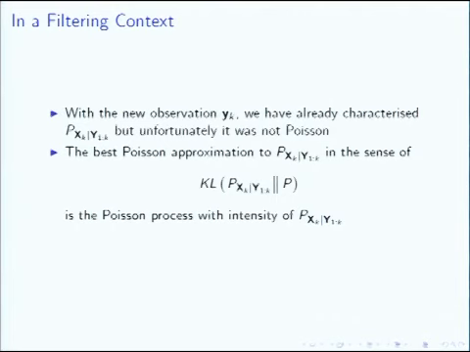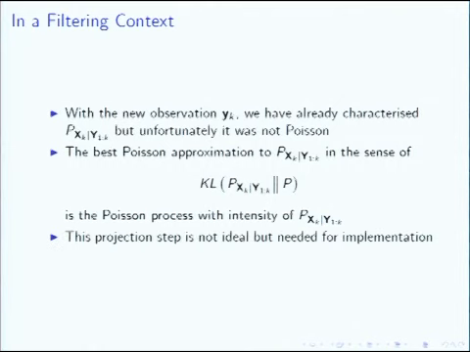The result is basically straightforward. It just says the best Poisson approximation to the posterior in a KL sense is a Poisson process with the intensity of this guy here, and we know what it is. So this is how you derive it. I should say that this projection step is not ideal, but it is really needed for implementation. And I will show you in slides to come that we can actually use it for inference of static parameters as well, which is something that is sort of overlooked in the literature. Nobody has really realized that.